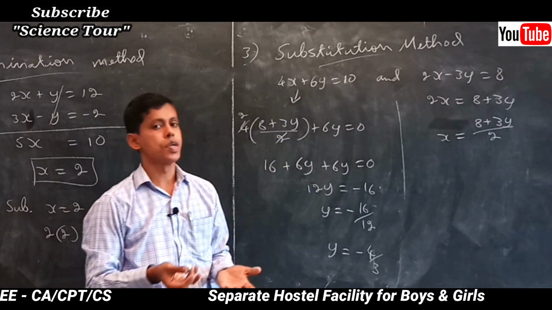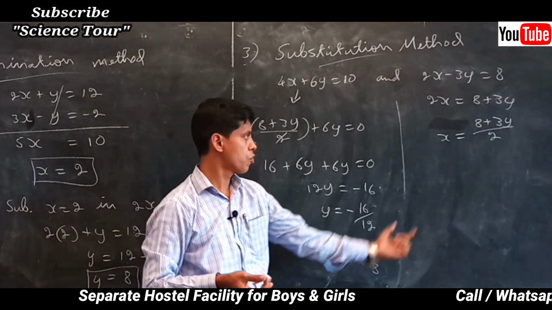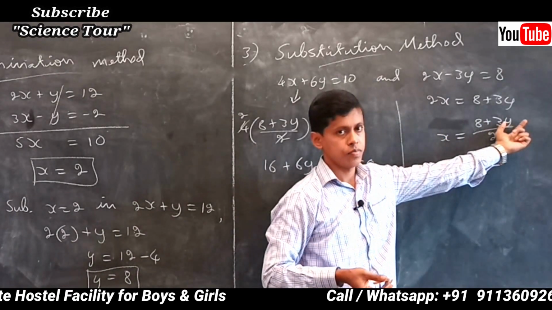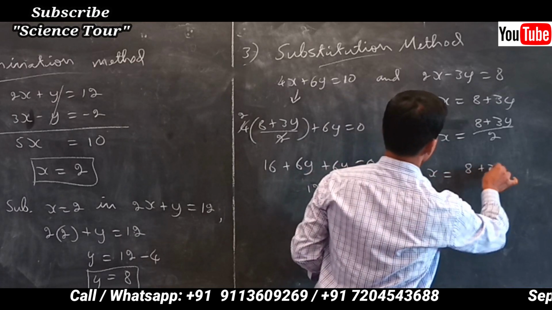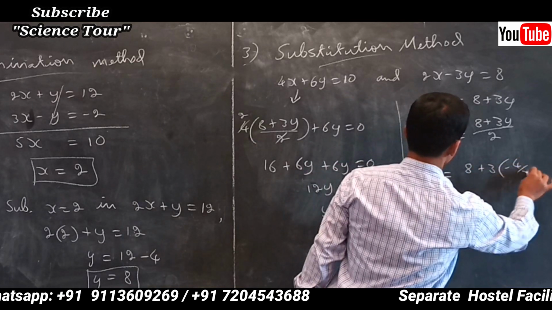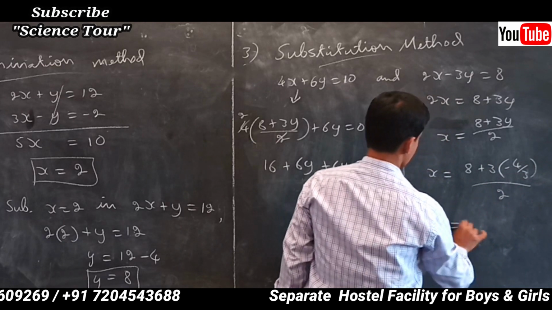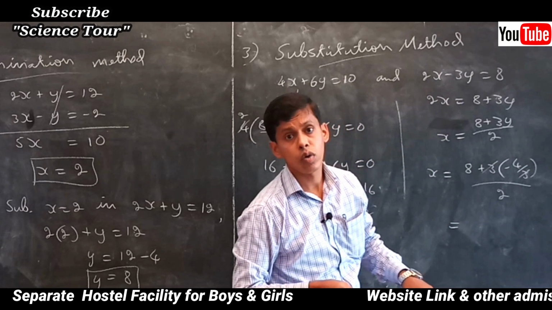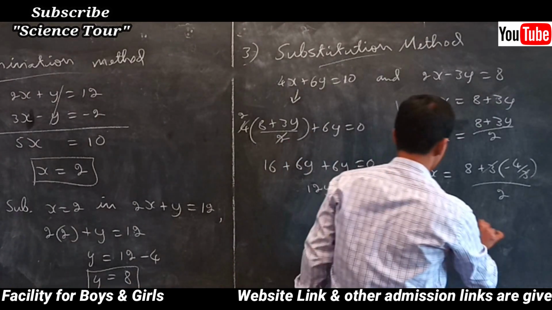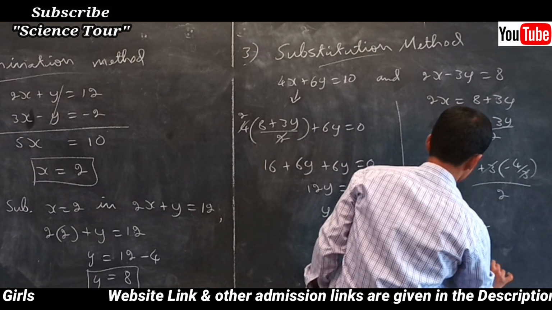Okay. Now what do we do? Now we substitute this value here and we get the value x is equal to 8 plus 3 into minus 4 by 3, divided by 2, and you can cancel 3 here. So 8 minus 4 is 4, and hence that is 2.